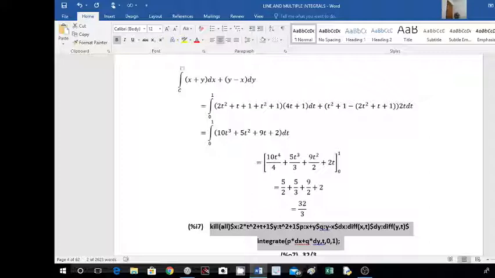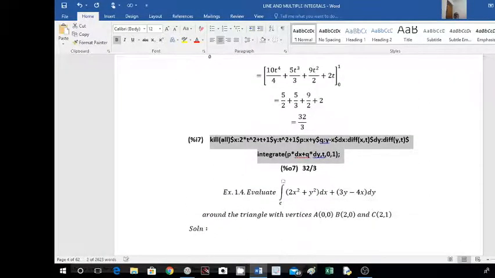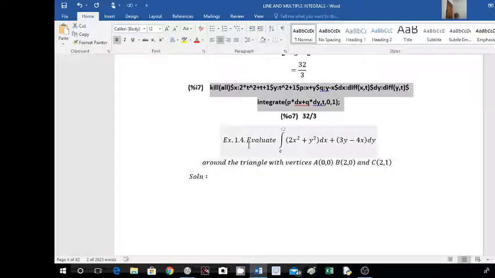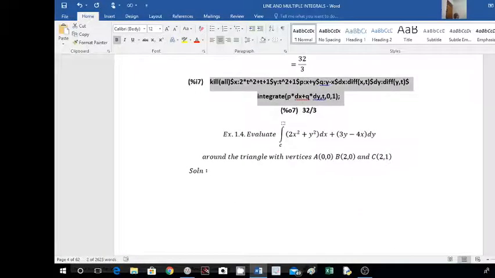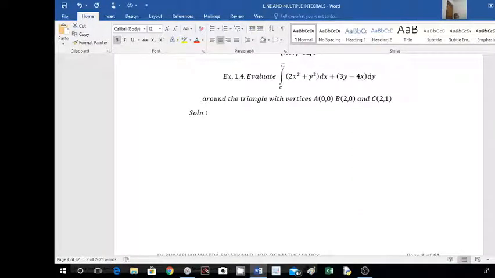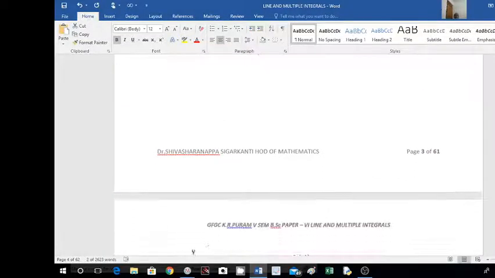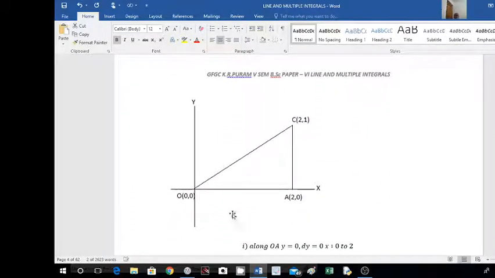Next example. Evaluate the integral over C of (2x squared plus y squared) dx plus (3y minus 4x) dy around the triangle with vertices A(0, 0), B(2, 0) and C(2, 1). Different curves are involved here, and these are the vertices of the triangle. First I will draw the triangle.